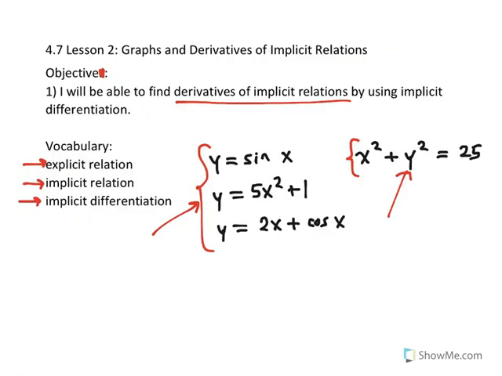Today we looked at 2 additional examples for finding derivatives of implicit relations by using implicit differentiation.